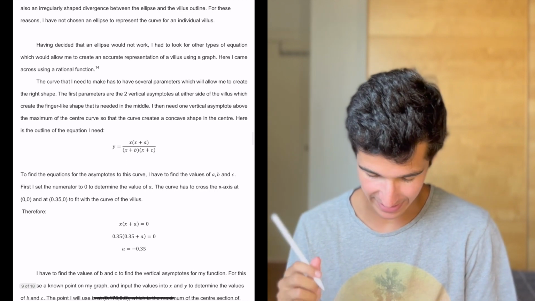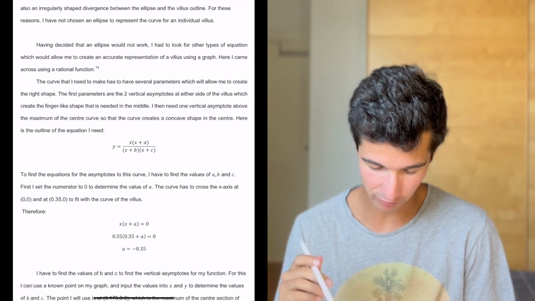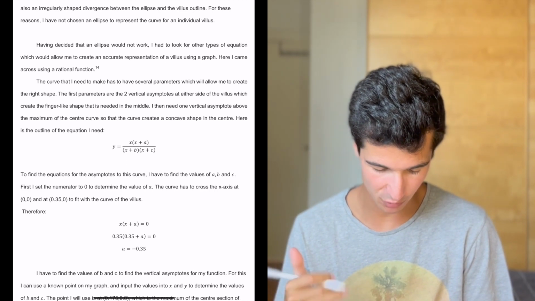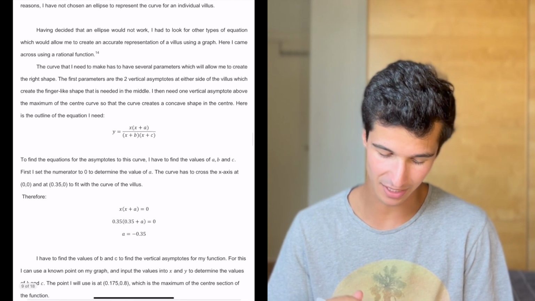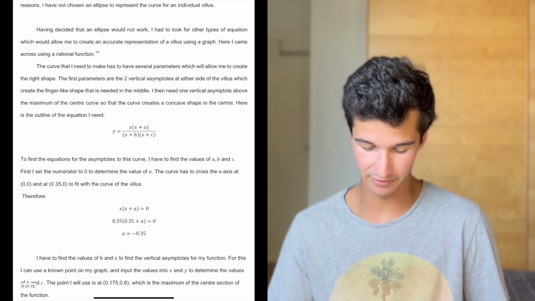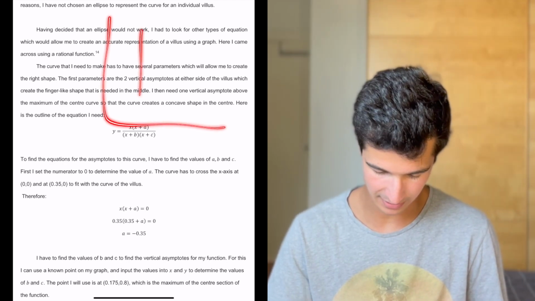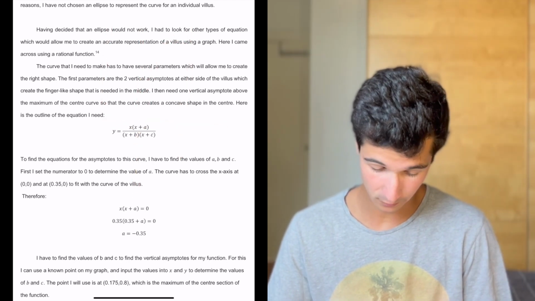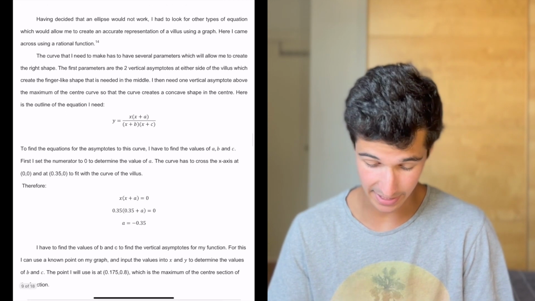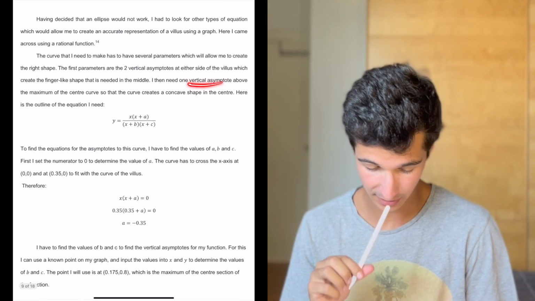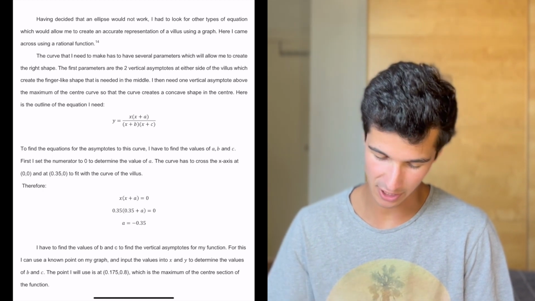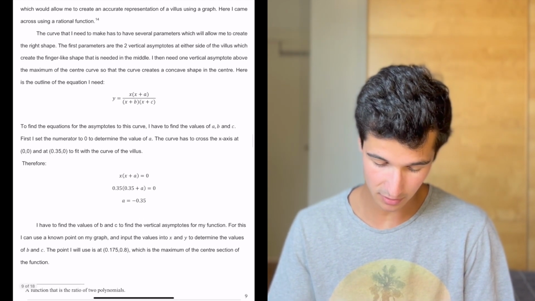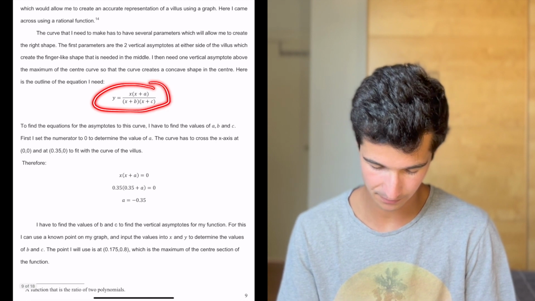So the curve that I need has to have several parameters which will allow me to create the right shape. The first two parameters are the two vertical asymptotes at either side of the villus. I've got to have two asymptotes either side of the villus, right? Which is creating the finger-like shape. I then need one vertical asymptote at the maximum of the center curve so that the curve creates a concave shape in the center. Here is the outline of the equation I need.